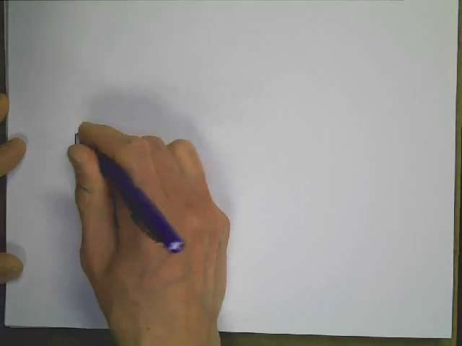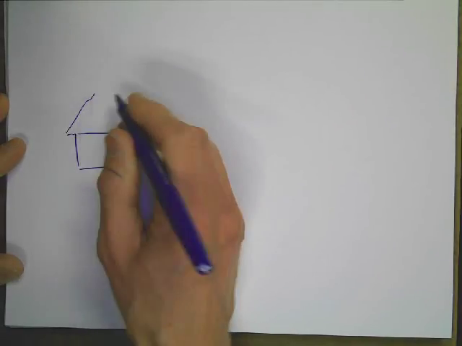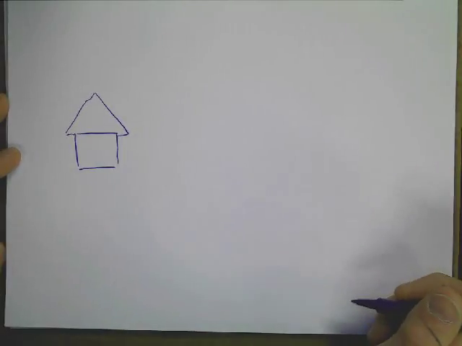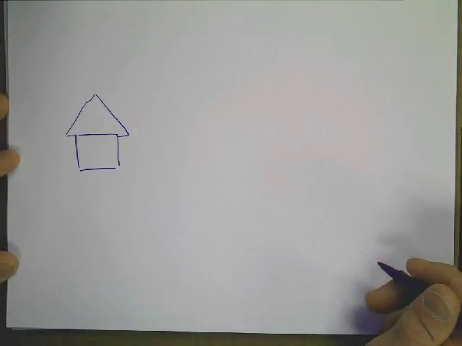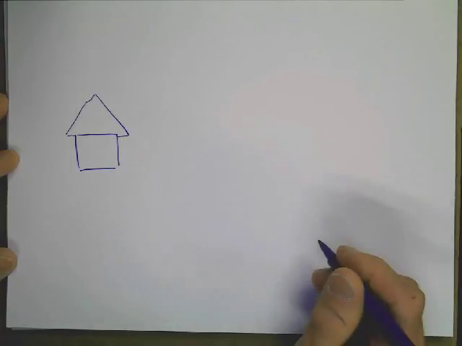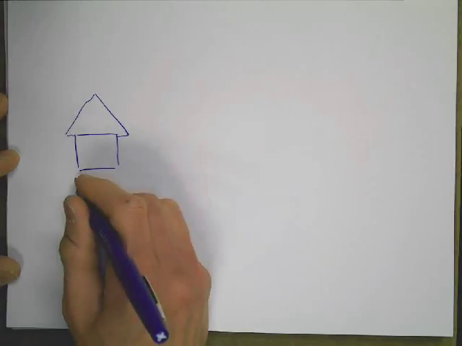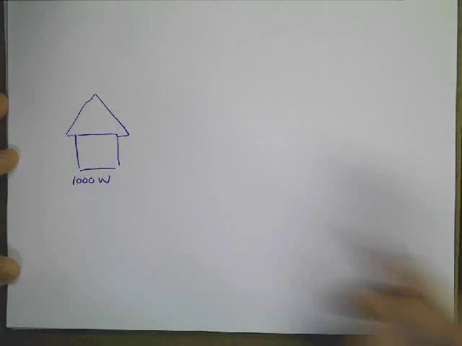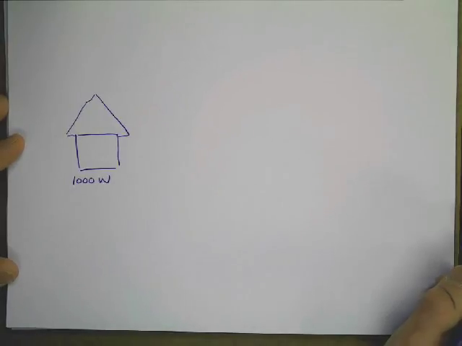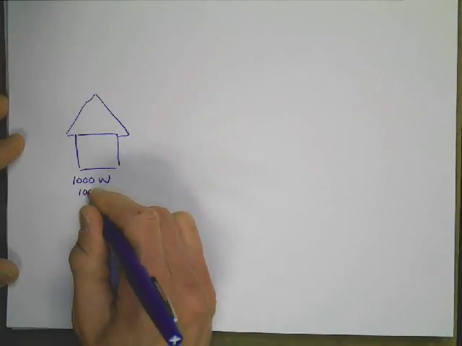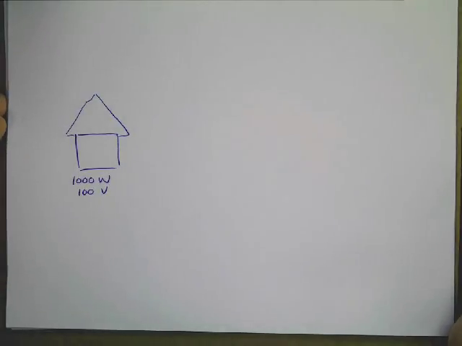Okay, and let's just look at one other example here. This is a more practical example of how power gets to your home. I don't know if you live in a home that looks like that, but let's say that you do. And let's say that you have an appliance that needs 1,000 watts of power. Okay, so maybe this is a space heater in your house. Now, that space heater is probably plugging into a 100-volt circuit or something close to it.